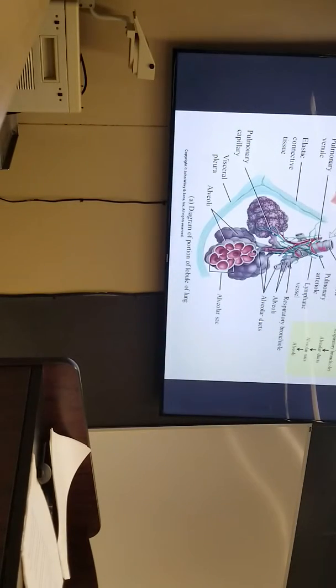Once we take in air, air that comes in through the nose or through the mouth. Remember, we got our 3 regions of the pharynx.